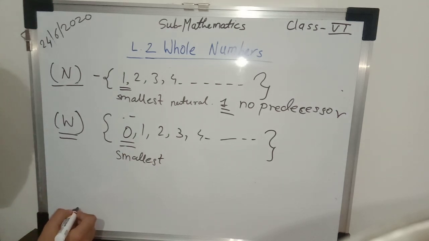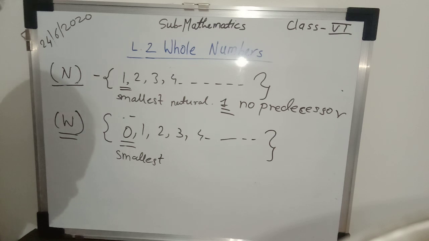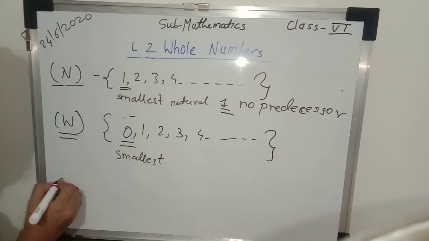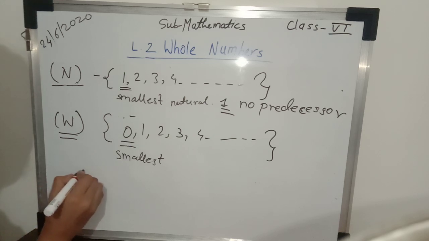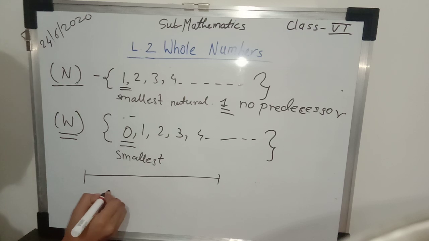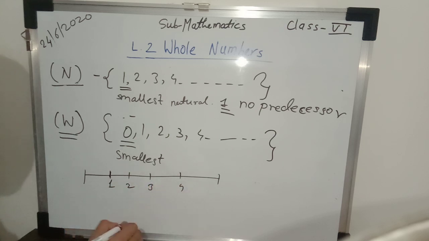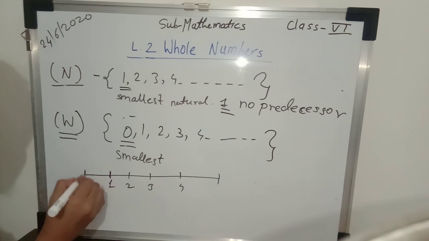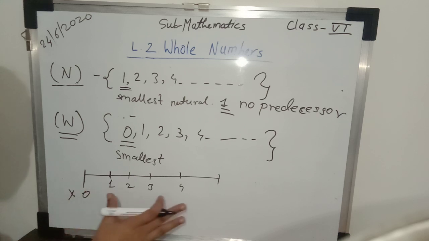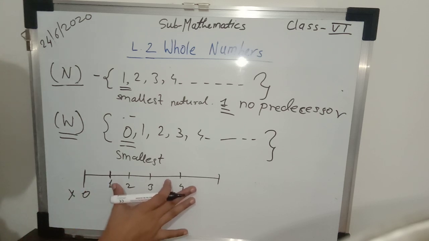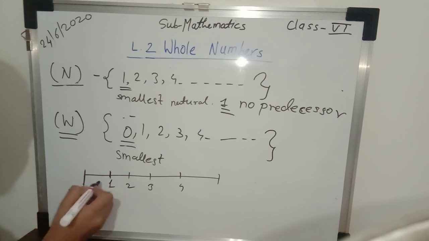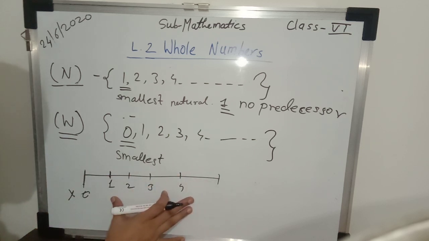When we are doing addition and subtraction on the number line, we have to remember some things. When adding and subtracting, we start counting with 1, 2, 3, 4. But when you are multiplying, you have to start from 0. One more important thing: whole numbers are always on the right side of 0 on the number line.